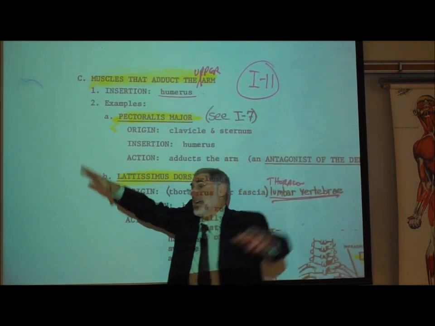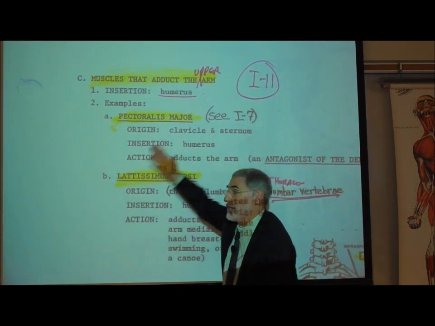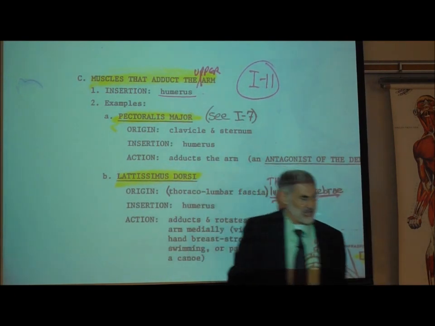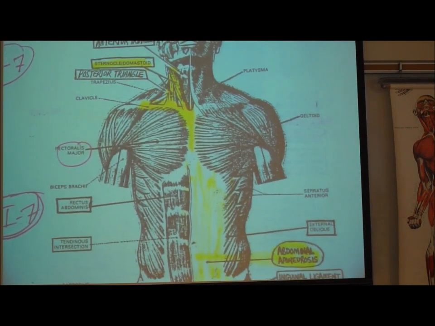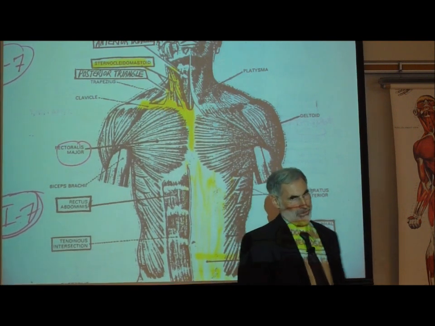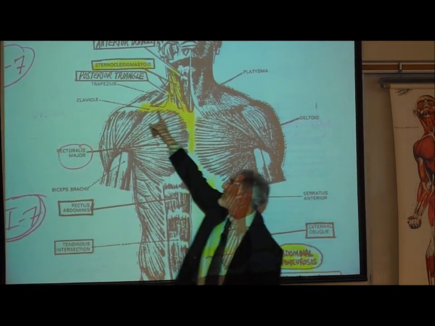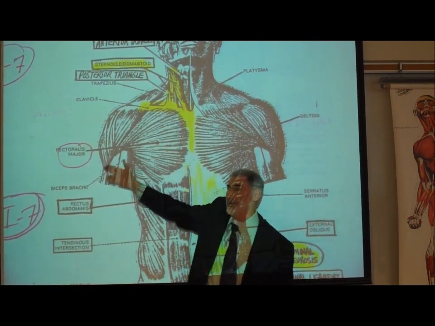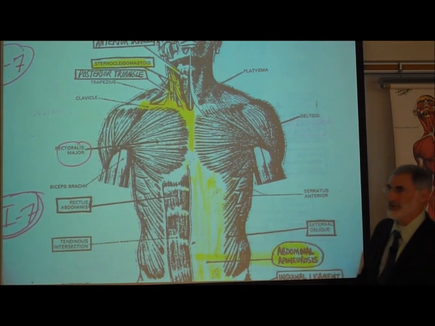Since these are muscles that are pulling the upper arm towards the body, they must insert on the humerus, because that's what they're pulling on, the upper arm. The pectoralis is pictured on I-7. Everybody knows the pecs. This huge, fan-shaped chest muscle. So the pectoralis originates on the sternum and clavicle. It inserts on the humerus, around the intertubercular groove.